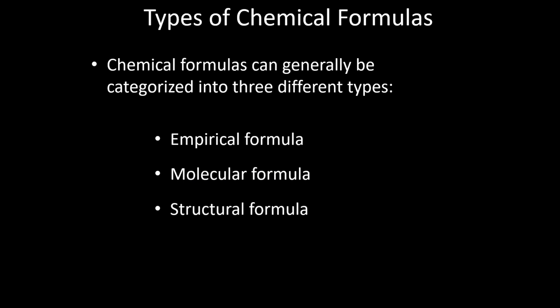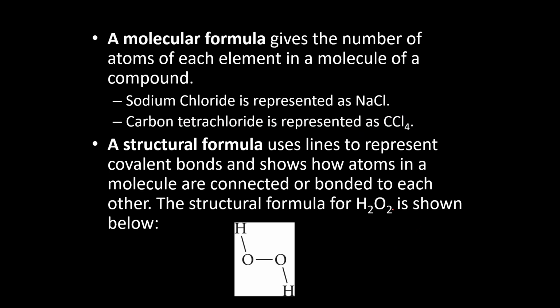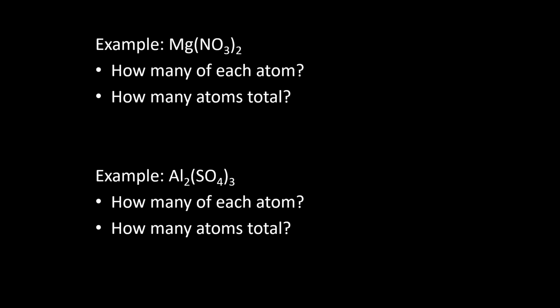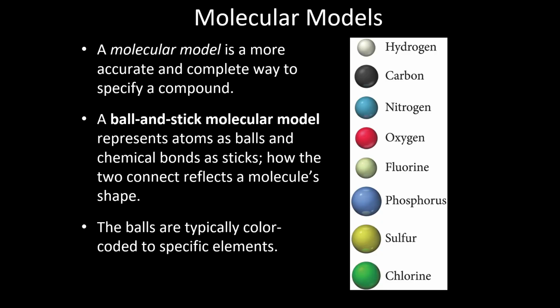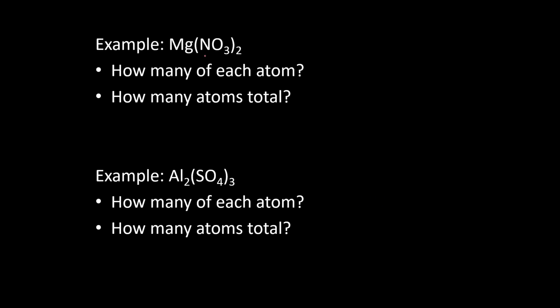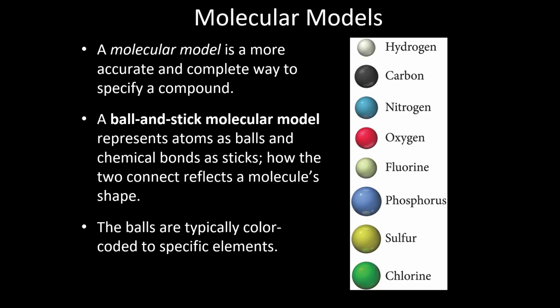And when we represent these things, we have a few different ways of doing that. I'm not going to test you over these here. I'm not going to give you a structure and ask, what's the name of this type of formula? This is just to introduce you to how we represent them. But you should still be able to read them, obviously. So if I give you this, you should be able to tell me there's 1 magnesium, 2 nitrogens, and 6 oxygens.